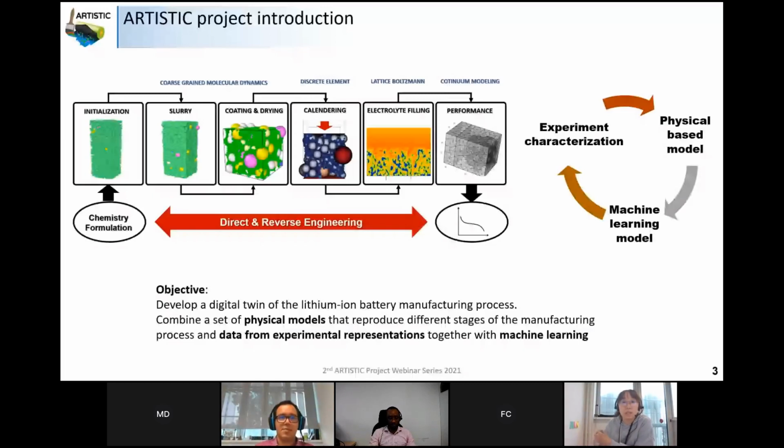At the same time, data mining tools and artificial intelligence and machine learning models are developed to find out the interdependence between the experimental parameters and for inverse design. Today, I will focus on the experimental characterization and show you how we get an electrode in our lab and some of the microstructure characterization methods we are using.